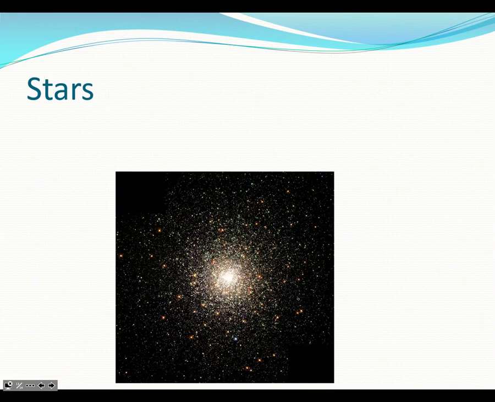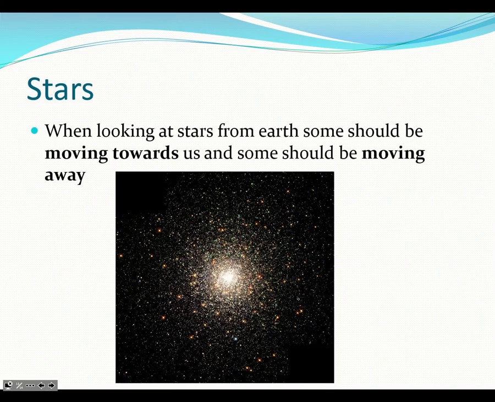So when looking at stars from Earth, you would expect some stars to be moving towards us and some to be moving away, right? It's kind of like if you stood in the middle of a road and you were looking at cars pass by. Some cars would be moving towards you, some cars would be moving away from you. That's what you would expect. But with stars, you don't actually get that. When scientists look at stars, they see that almost all stars are moving away from us, which is weird.